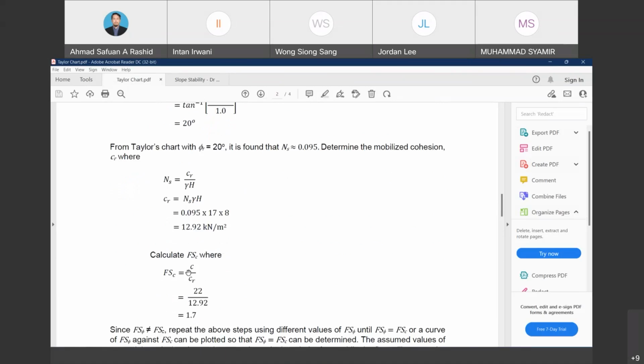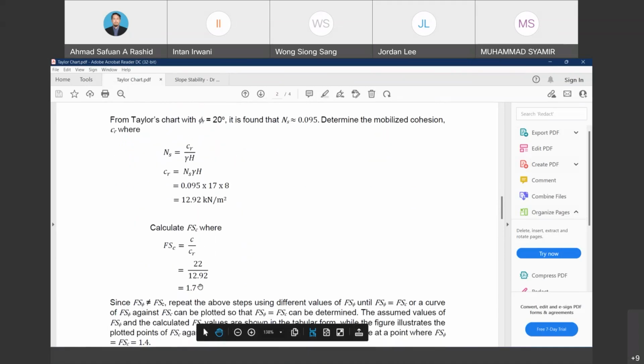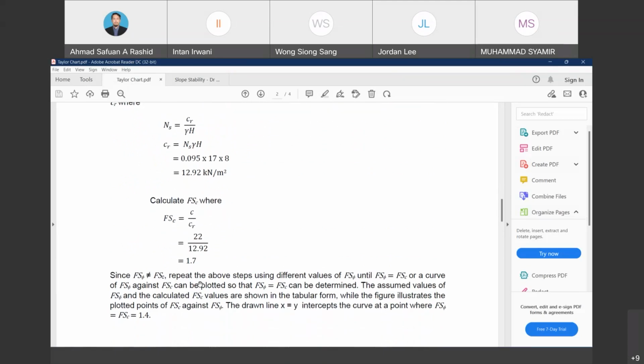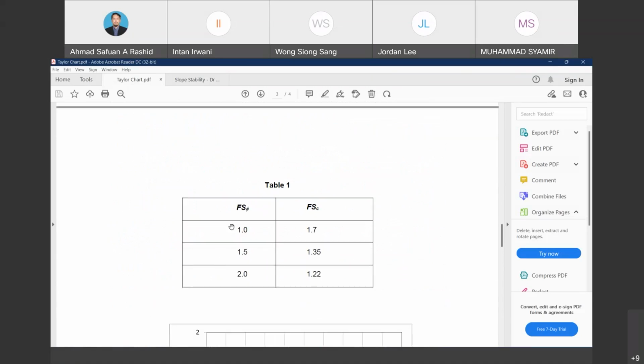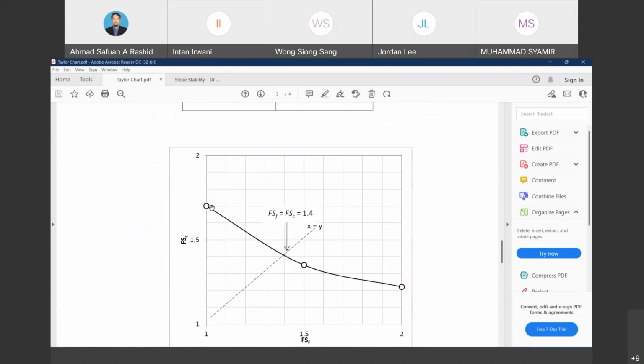Due to the factor of safety of phi not being equal to the factor of safety of C, 1 is not equal to 1.7, so we continue by increasing the value of the factor of safety of phi and getting the factor of safety of C. So the factor of safety of phi is equal to 1, FSC is equal to 1.7, FSV is equal to 1.5, FSC equal to 1.35, FSC equal to 2, and FSC is equal to 1.22. So at the end, this is the relationship between FSC and FSP.